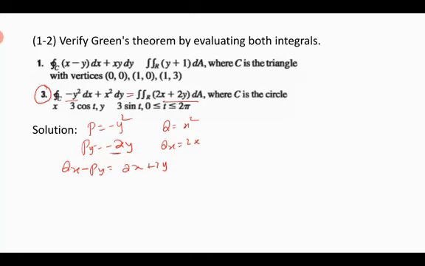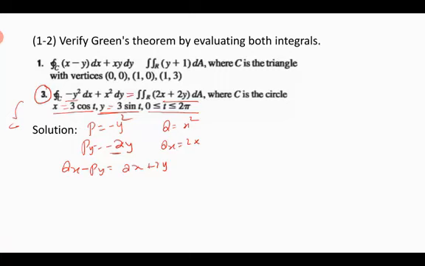The left hand side is a single integral over C, over the single curve. X is equal to 3 cosine t and y is equal to 3 sine t, which represents a circle, and the angle is 0 to 2 pi. So it is a full circle, not a semicircle. It's a full circle, isn't it? So we are given x is equal to 3 cosine t.